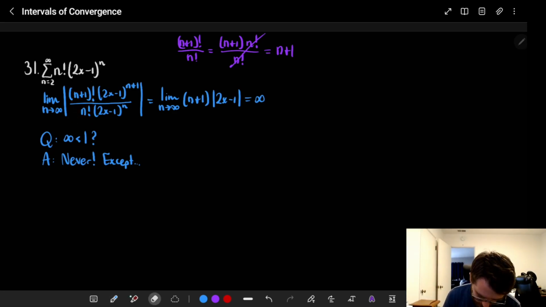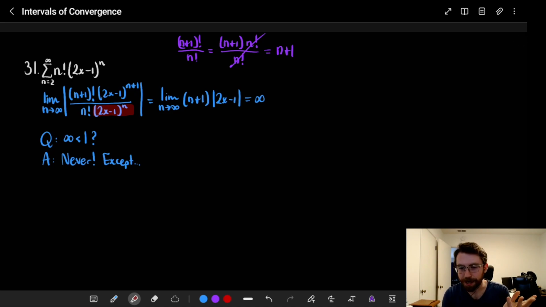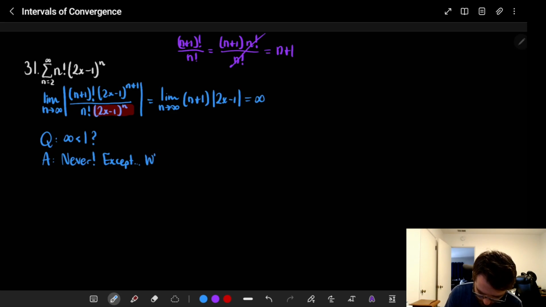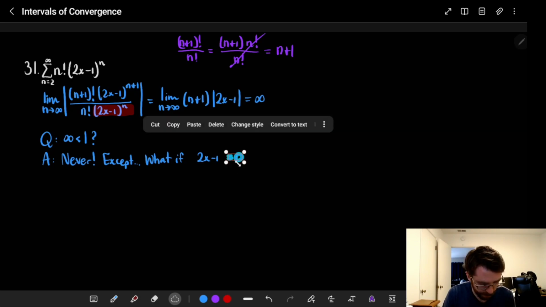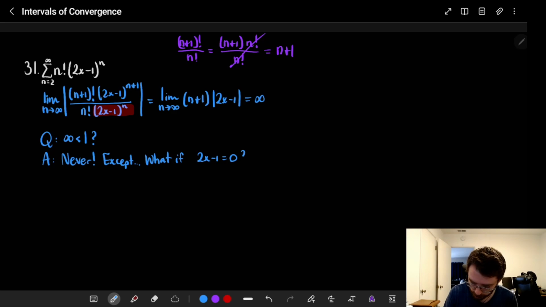What actually happened? What actually happens if, like, I was dividing by 0 when I did this? Maybe setting up the ratio test like this isn't even valid. Maybe 2x minus 1 is equal to 0, and then I can't actually write that fraction. It doesn't make sense. So, what if 2x minus 1 equals 0, I could write to the nth power, but that's the same as just asking if 2x minus 1 itself is equal to 0. Well, that would be 2x equals 1, and so x equals a half.